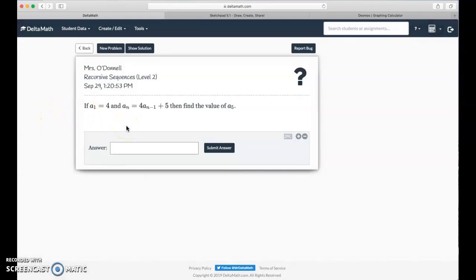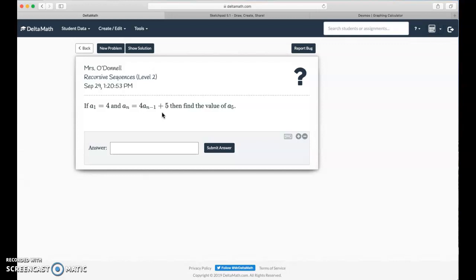Okay, this is just like doing recursive sequences for level 1. We're still looking at arithmetic and geometric sequences. Arithmetic sequences, you add between the terms. Geometric sequences, you multiply. It looks like here we've got a little bit of a combination, so we're just going to follow PEMDAS. So let me see here.